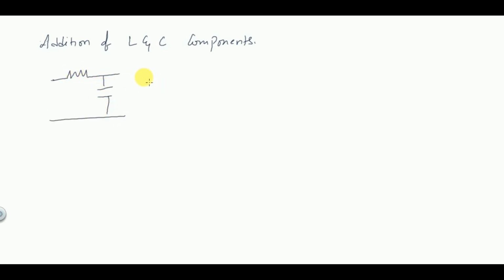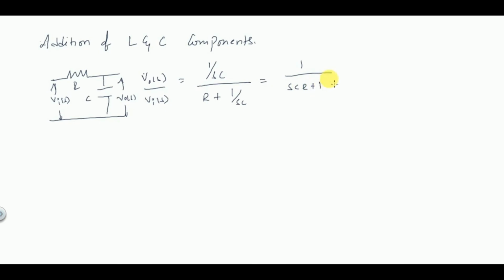What is the transfer function here? If you take this as Vo(s) and this as Vi(s), with R and C, then Vo(s)/Vi(s) is equal to the impedance across the output, that is the impedance across the capacitor, divided by R plus 1/sC. This becomes 1/(sCR + 1), or we can write it as (1/RC) divided by (s + 1/RC). In this case, there is only 1 pole, so s = -1/RC.